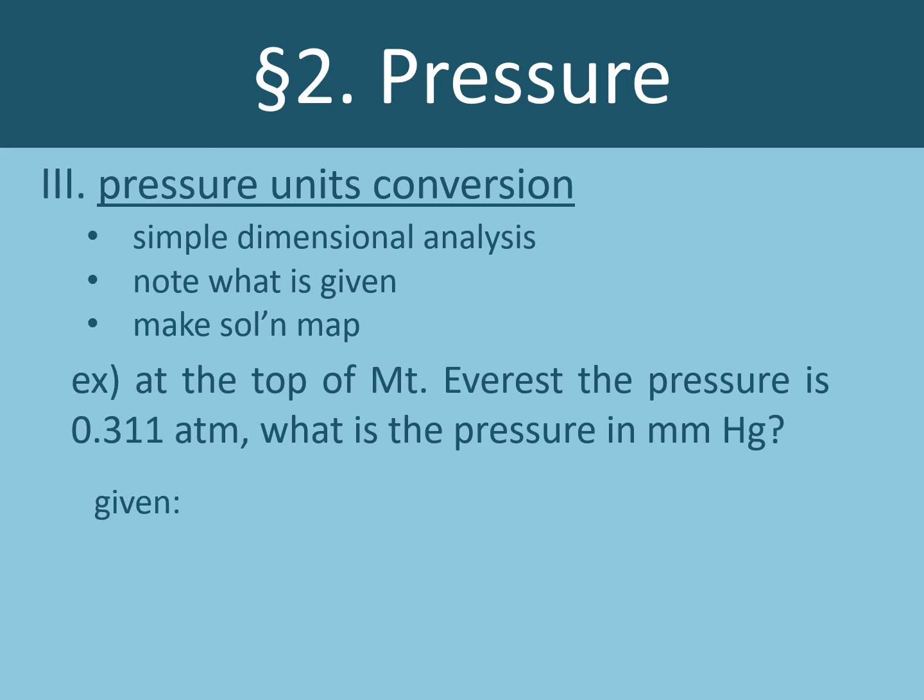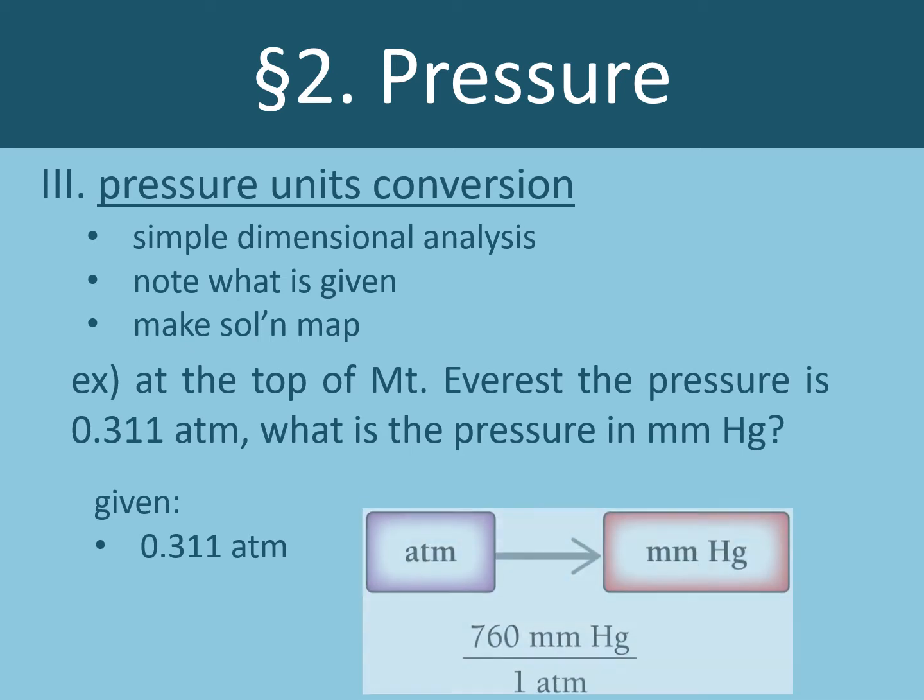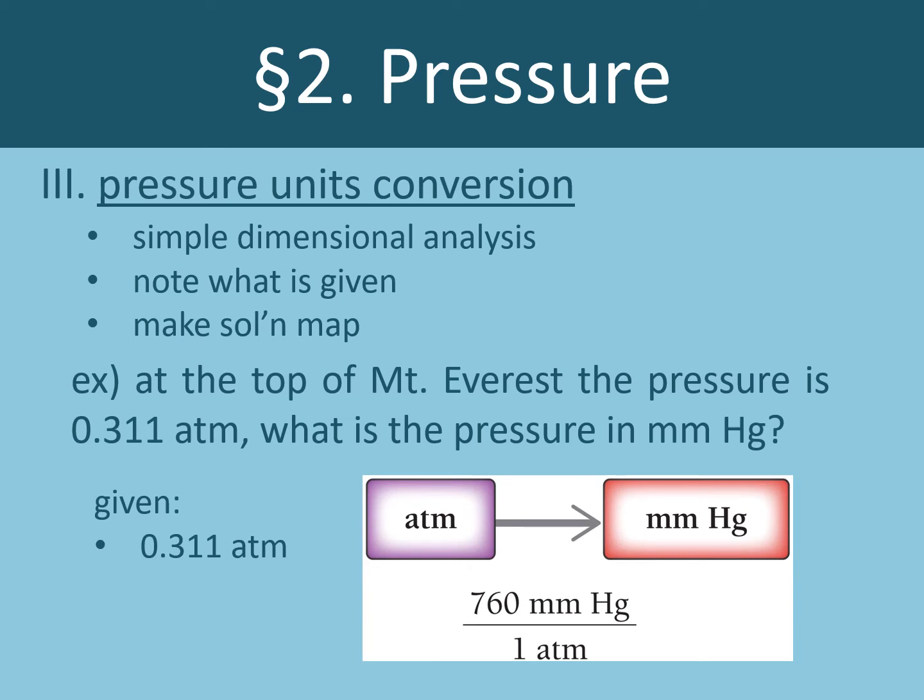We are given the value of 0.311 atms, and that's all. Our solution map is thus fairly simple. We need to convert from atms to millimeters of mercury. Using the table from the previous slide, we know that 1 atm is equal to 760 millimeters of mercury. That equality will act as our conversion factor.